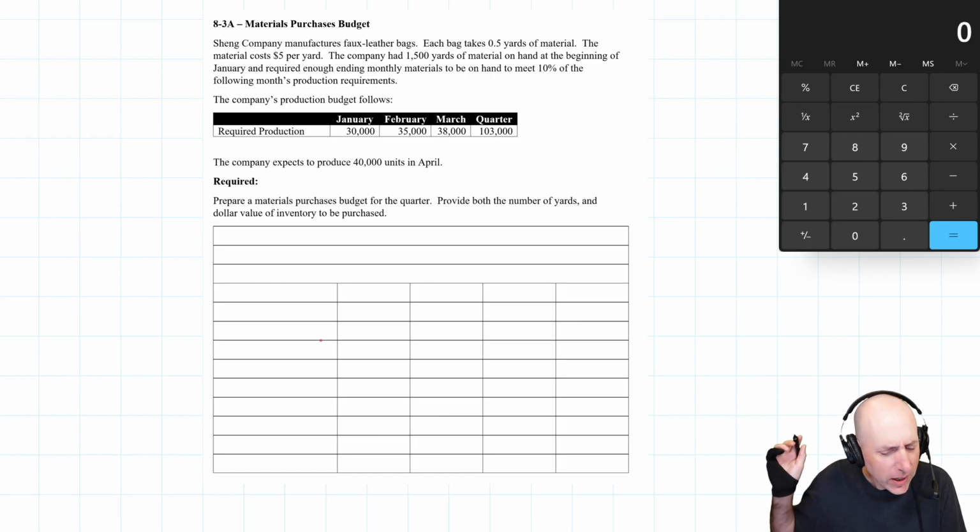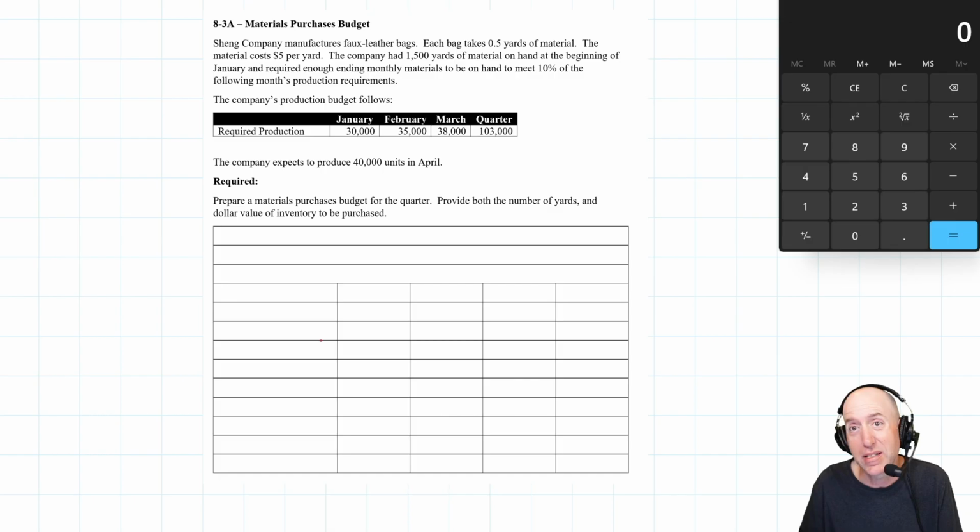So let's go. Shang Company manufactures faux leather bags. Each bag takes 0.5 yards of material. I guess you measure material by the yard. And the material costs $5 per yard. The company had 1,500 yards of material on hand at the beginning of January and required enough ending monthly materials to be on hand to meet 10% of the following month's production requirements.